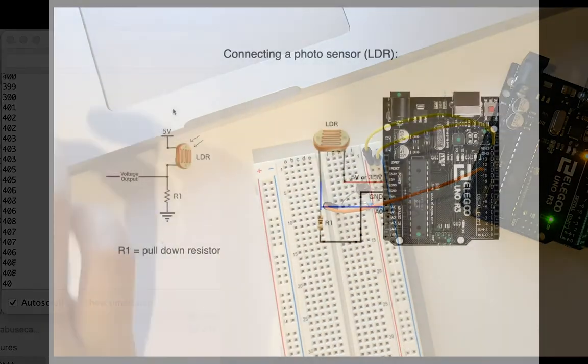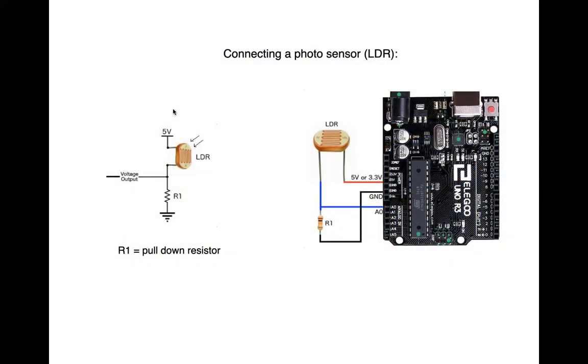The same simple circuitry can be constructed for sensors like FSRs, force sensitive resistors, or bend sensors, and many other resistor-based sensors.